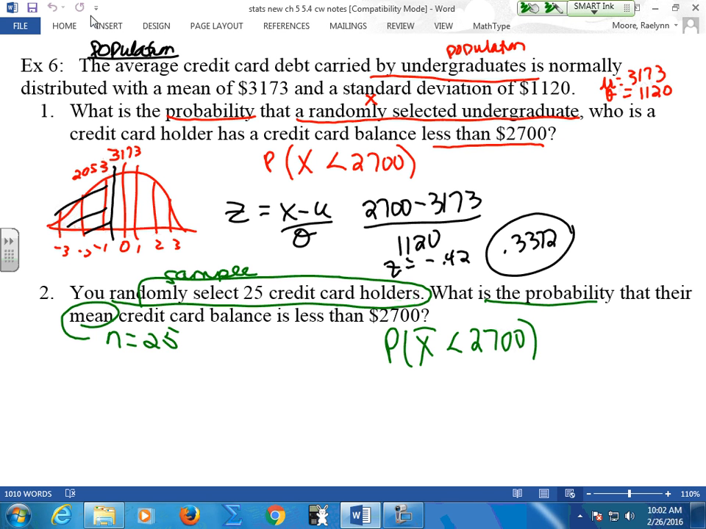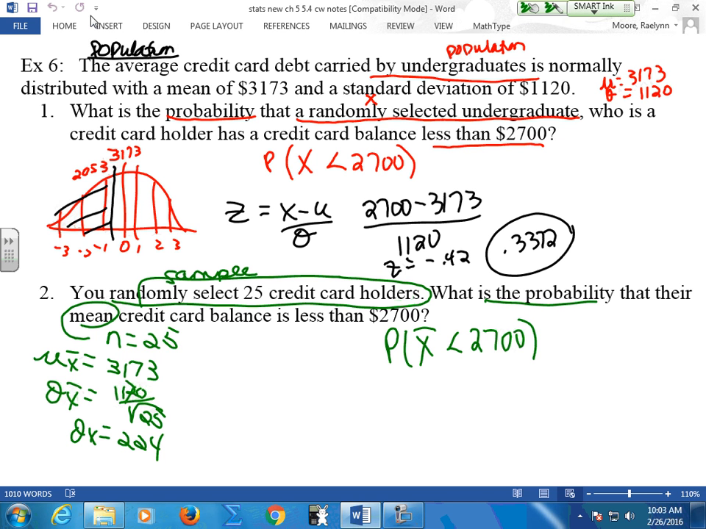Standard deviation. So my sample mean is still going to be 3173, but my standard deviation is going to change. It's going to be 1120 divided by the square root of 25. We just made this guy a little smaller. Yep, 224. Look where my standard deviation went for my sample. Smaller. A lot closer to the mean.